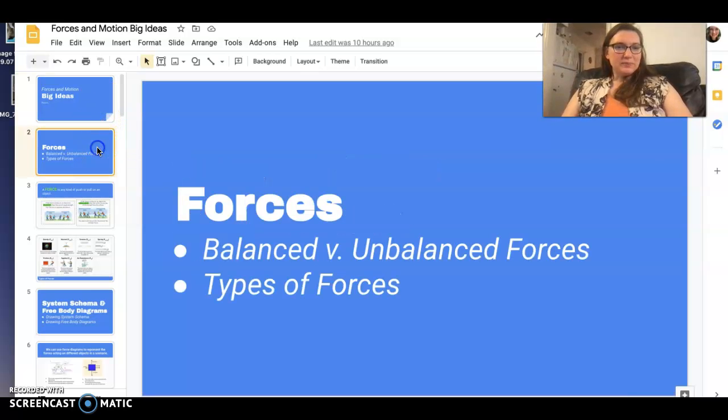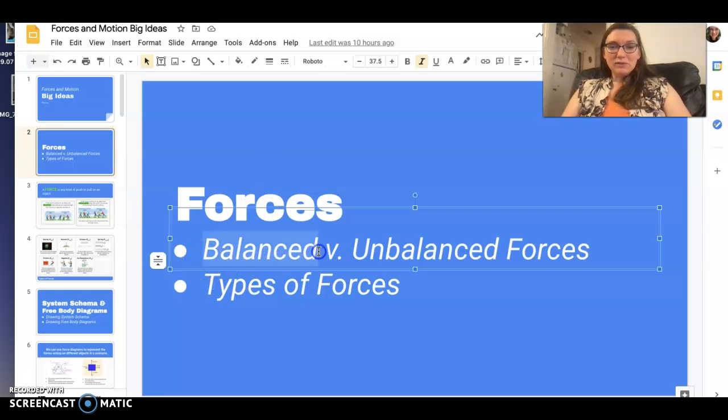All right, so forces. A force is a push or a pull, and every force has both strength and direction. You can find out how much there is and what way it's pushing. So we learned about balanced versus unbalanced forces. So when we have balanced forces, we're working with Newton's first law, which is the law of inertia.